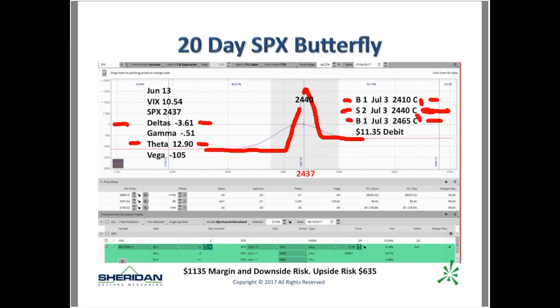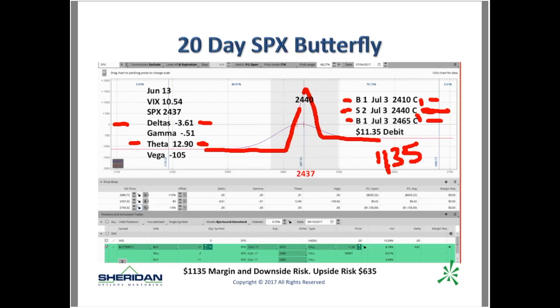And that just means that this is a theoretical number, and it says I'm going to make about $1,100 on about $3,500 of capital to do this trade. It's about $1,135 of capital. That's the downside risk. The upside risk is $635.